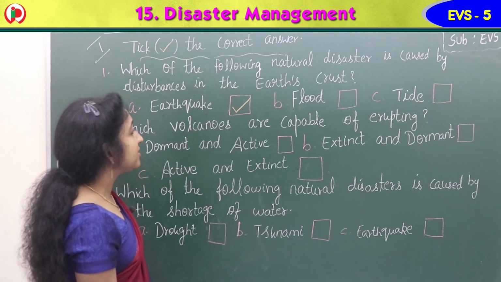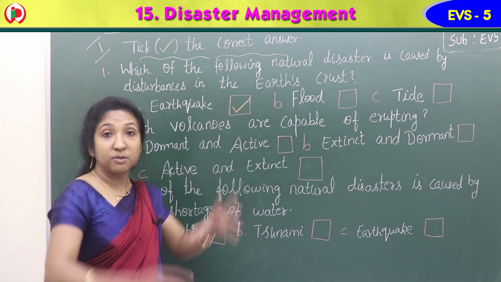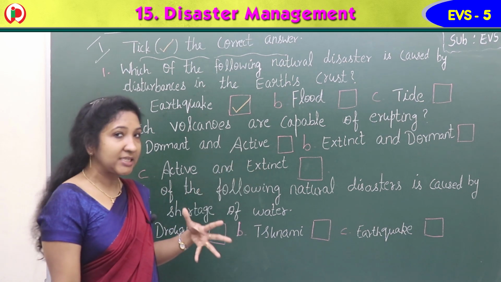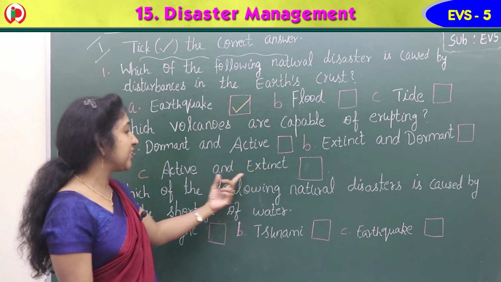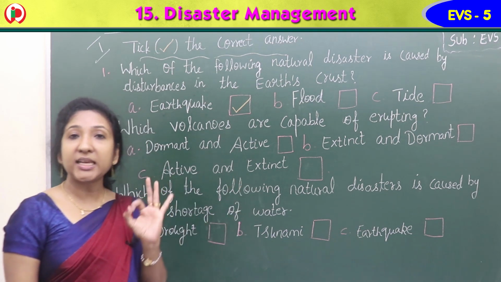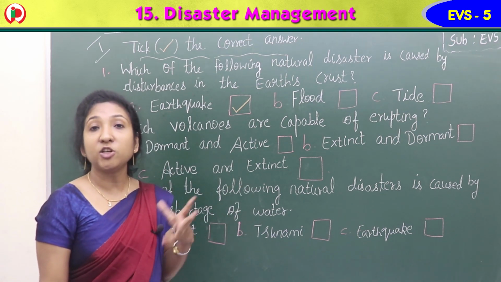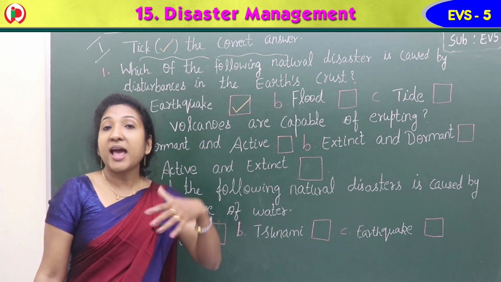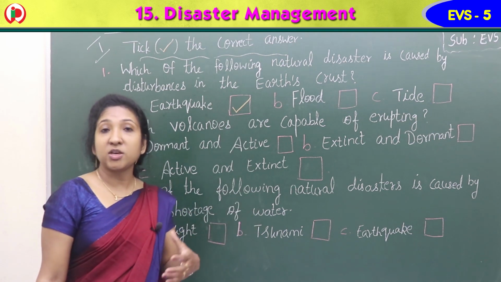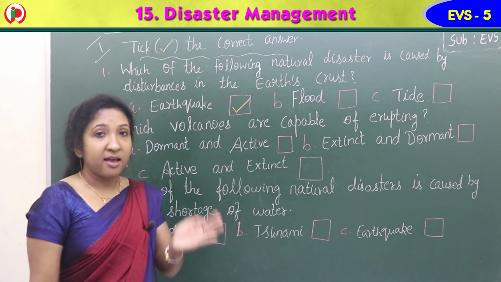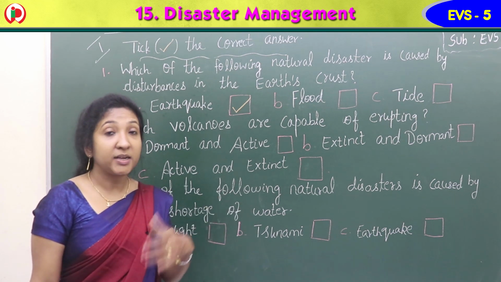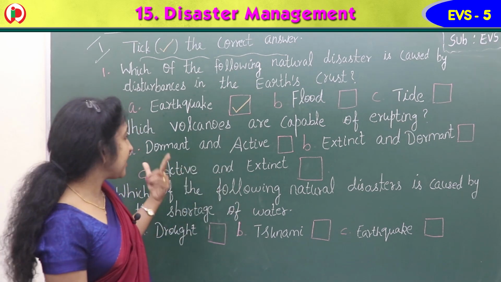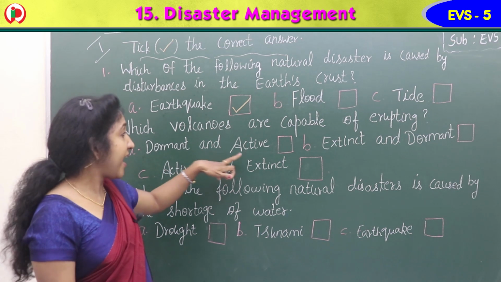Second, which volcanoes are capable of erupting? Explode, erupt. Option A, dormant and active. Option B, extinct and dormant. Option C, active and extinct. So you learned about 3 types of volcanoes: active volcano, dormant volcano, extinct volcano. Among these, which are the volcanoes that happen to erupt in future? It can happen at any time. Extinct means no longer active, but active is dangerous, and dormant is there's a chance of happening. So we can say dormant and active.